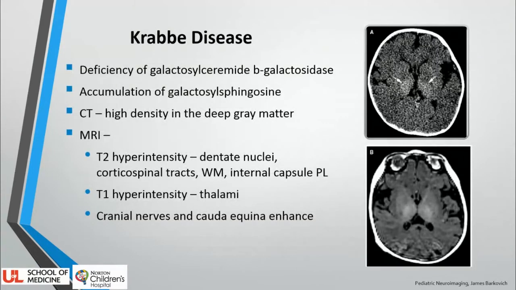Enzyme deficiency in Krabbe's disease results in accumulation of galactosylsphingosine, which is directly toxic to neurons, oligodendrocytes, and Schwann cells. Characteristic feature on CT is increased density in deep gray structures, as seen on the CT image on top. There is increased density in the thalami with corresponding bright signal in the similar location on the T1 weighted image below. On MRI, there is abnormal signal involving the dentate nucleus, corticospinal tract in the posterior limb of the internal capsule, and the white matter. And like metachromatic leukodystrophy, cranial nerves and cauda equina demonstrate enhancement.